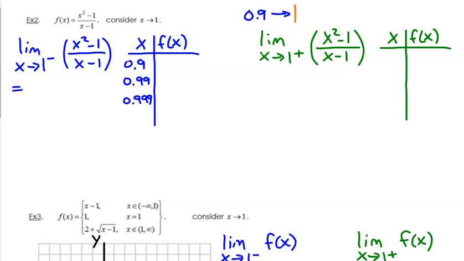Okay, and you're going to be like, why do you even have to do the 0.9 or the 0.99? Why don't you just do the 0.999? That's a very good point, and you asked some darn good questions. I'm going to move on.